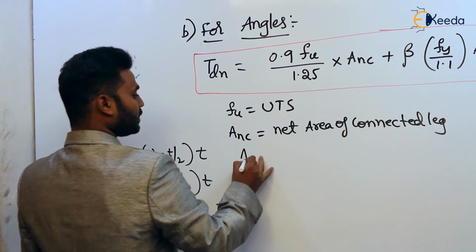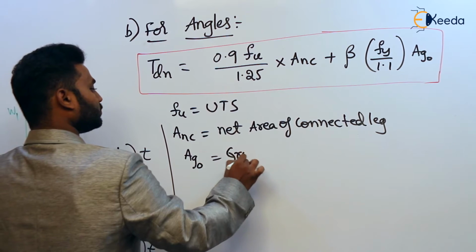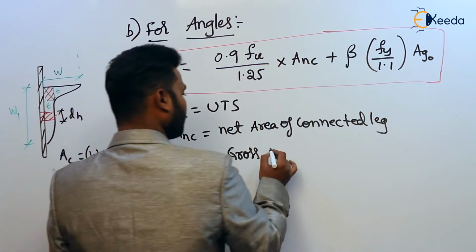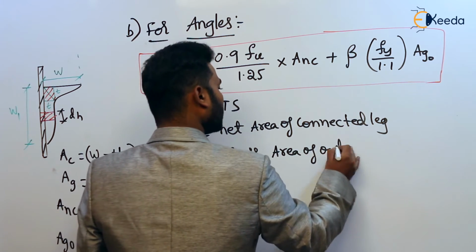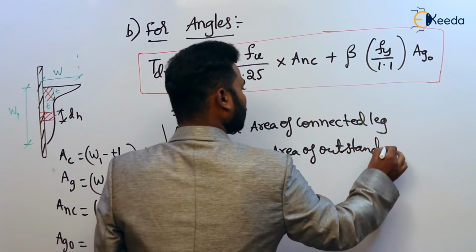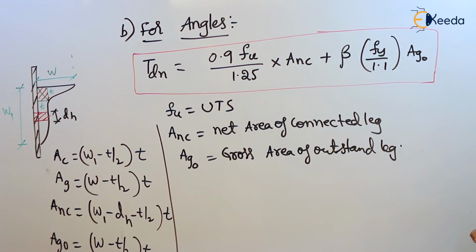So AG naught is the gross area of the outstand leg. These are the things.